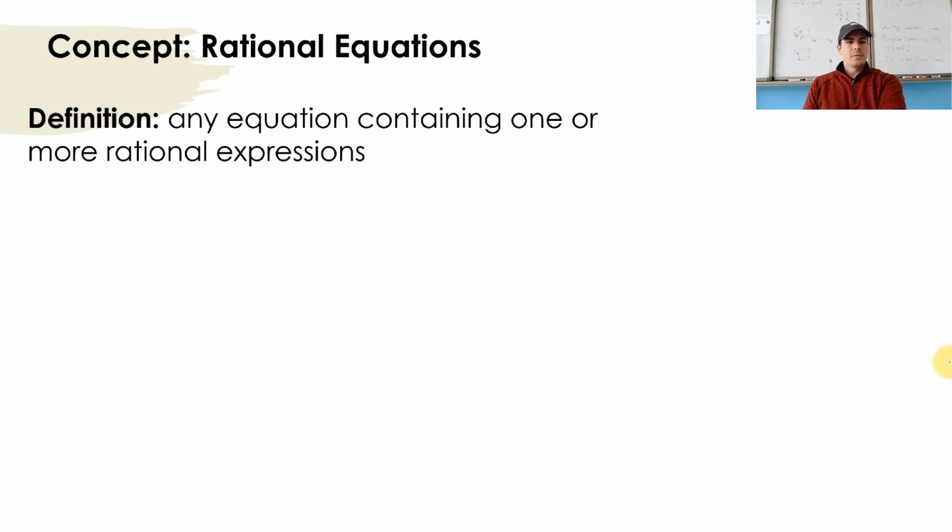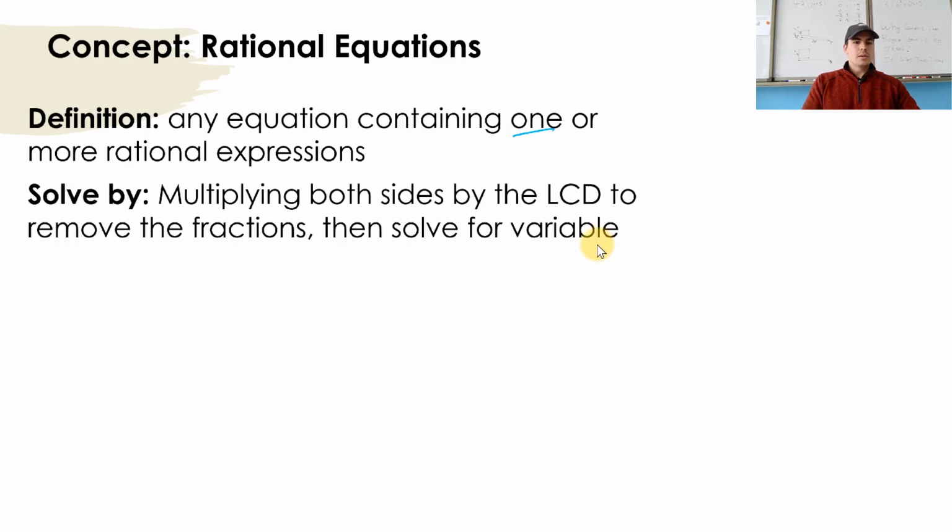Our definition for a rational equation is really just an equation containing one or more rational expressions. Now, to solve these, we want to multiply both sides by the LCD, or the least common denominator, in order to remove the fractions. So our first thing is removing those fractions, and then we can go ahead and solve for the variable.